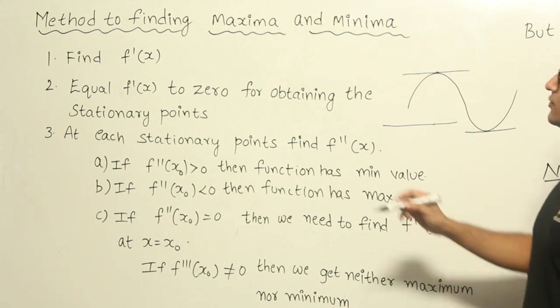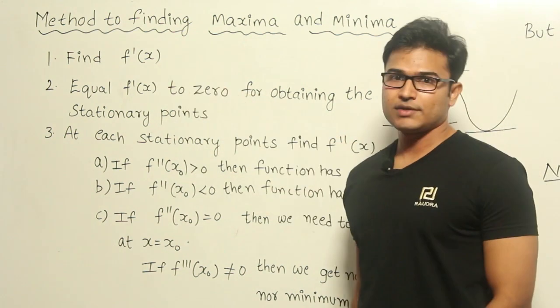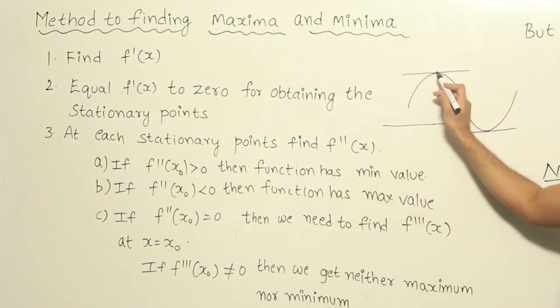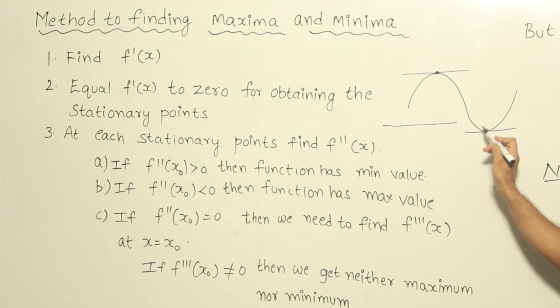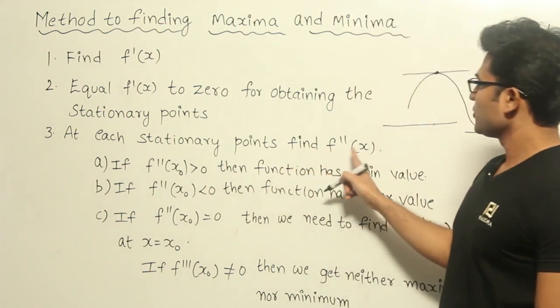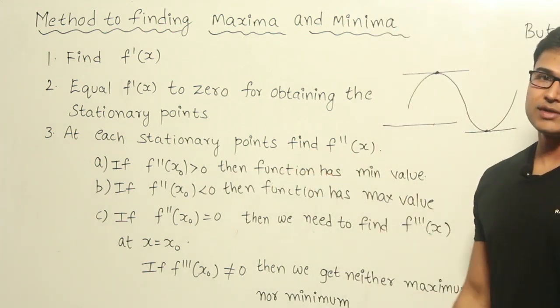Got it? For that reason, first find f dash of x and then find the stationary points by equating it to 0. Stationary points means the points at which the tangent has a slope 0, and that is called the stationary point. Got it? At each stationary point, we are now supposed to find the double derivative.